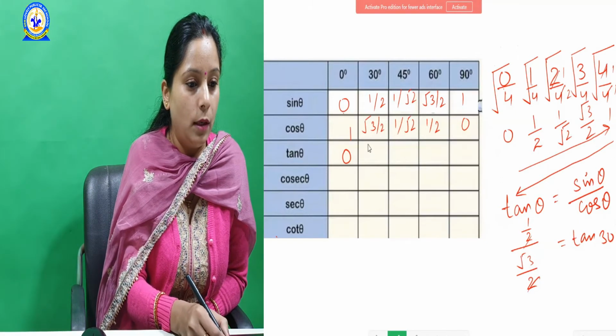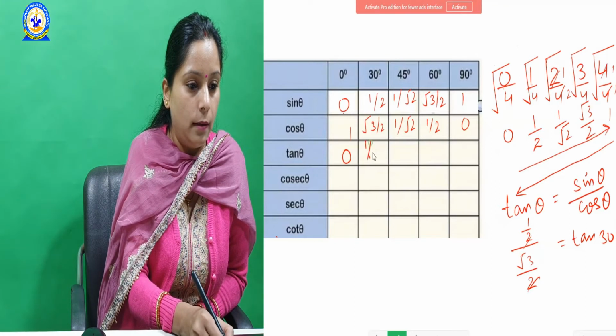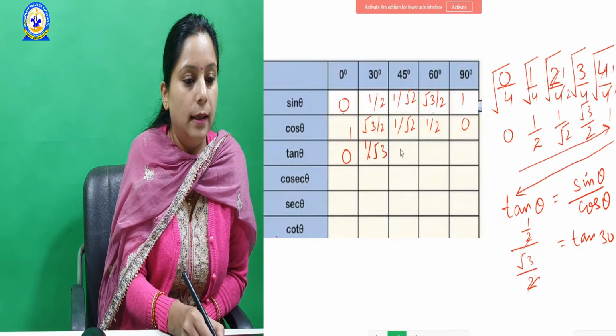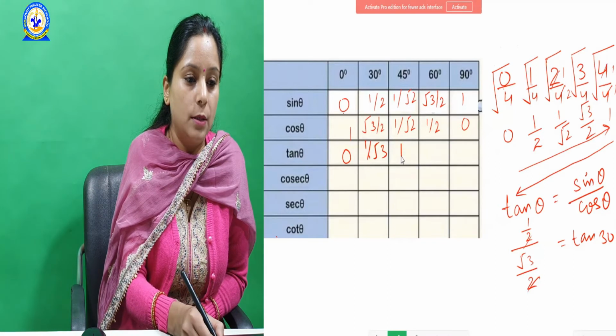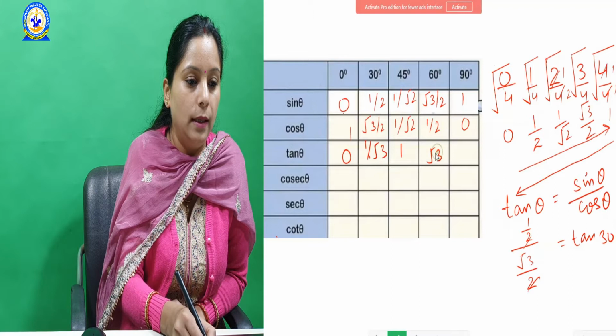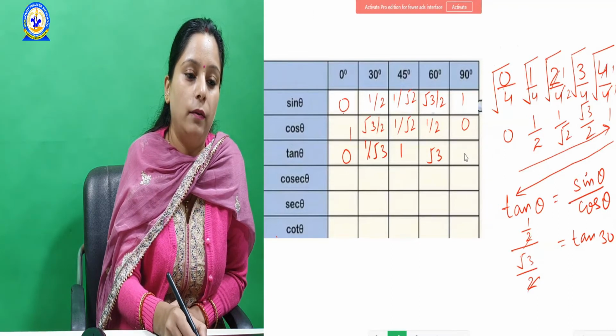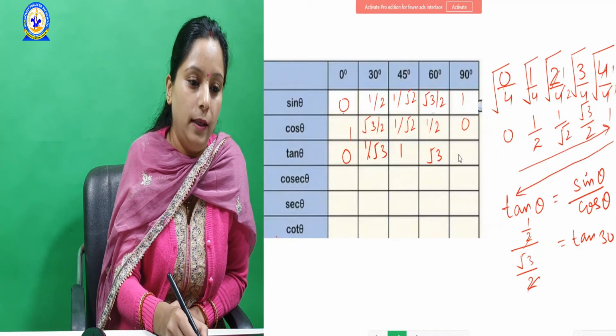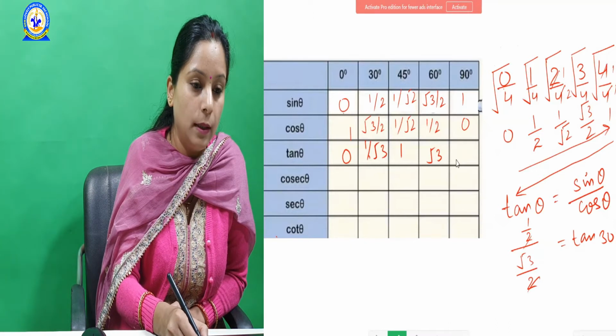So it is coming 1 by root 3. Next, 1 by root 2 upon 1 by root 2 is 1. Next, root 3 by 2 upon 1 by 2 is root 3. And 1 upon 0: if we divide anything by 0, we get a not defined number. It is not defined, so it is ND.